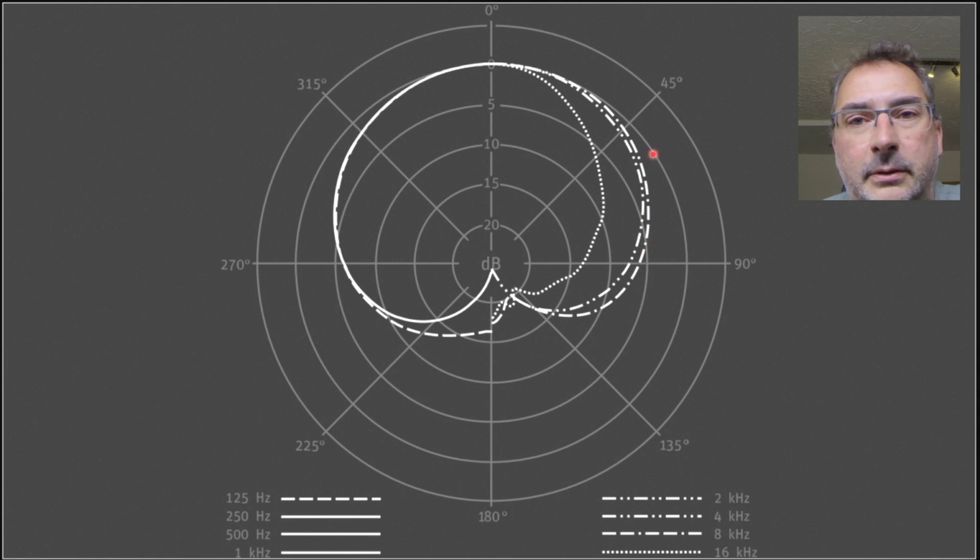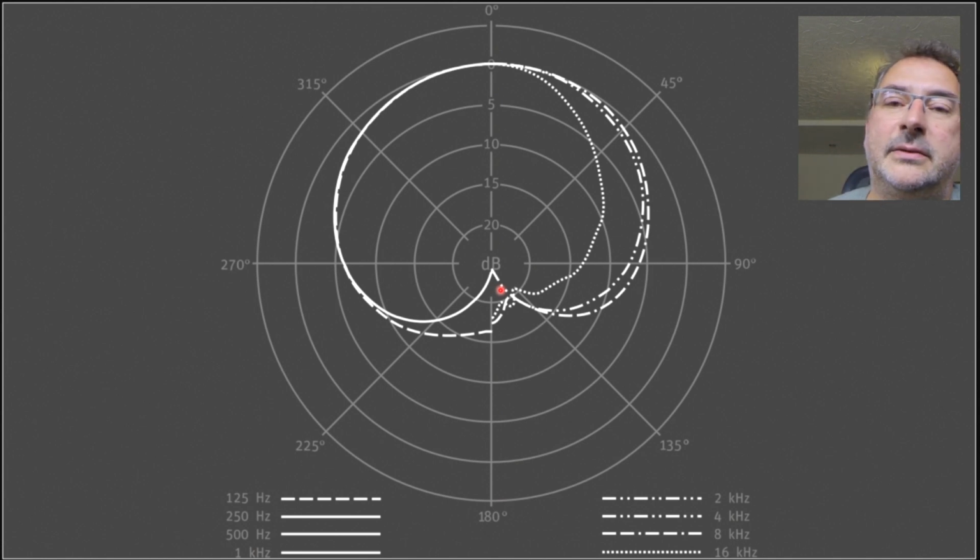But let's have a closer look at the 16K. If we go here between the 135 and 180 and to the 180 degrees line, you'll see that we already get side lobes. The side lobes are caused because the wavelengths are getting so short that we already reach the diameter of the membrane. And that's very typical that as soon as this appears, side lobes can occur.